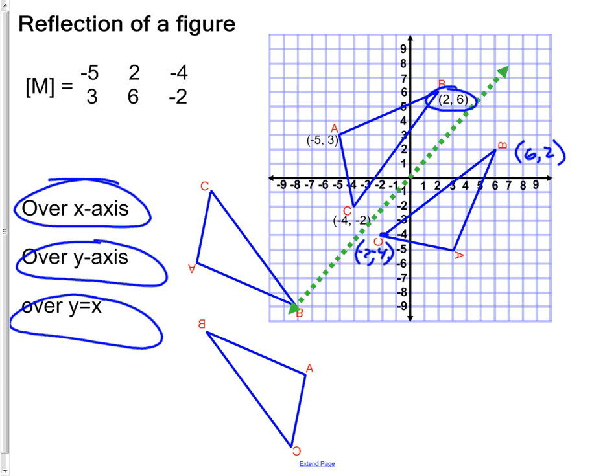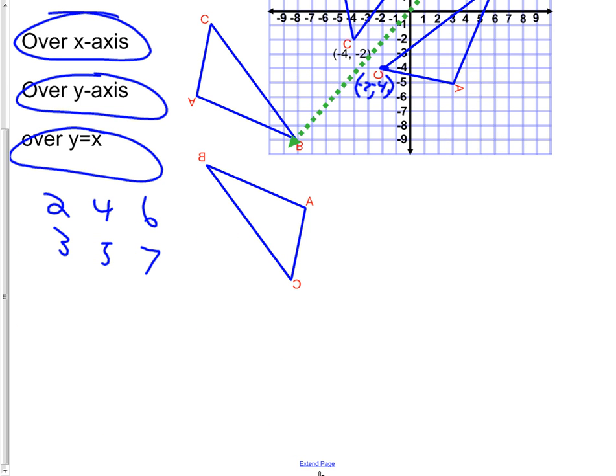Okay, so if the matrix used to be this, 2, 3, 4, 5, 6, 7, you'd flip them around, and it would turn into 3, 2, 5, 4, and what? 7, 6. All right, that changed all the x's into y's and all the y's into x's. All right, that's what you need to know for today, and it's about lunchtime.